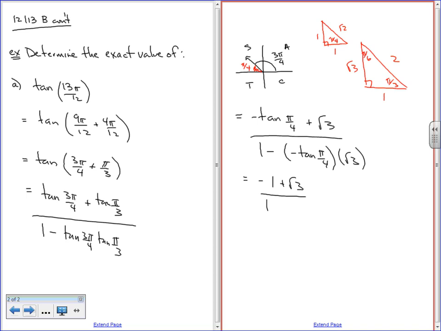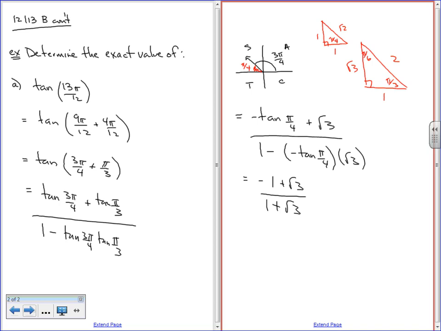Subtract negative, so those two negatives combine to make a positive, and the tangent of pi over 4 is 1. 1 times root 3 is root 3. So if this was a test question on your first page, very typical type of question, this is what I would expect for the answer. You can check it by putting the tangent of 3 pi over 12 in your calculator, writing down the decimal, and then figuring out what this answer is, writing down the decimal, make sure they match.